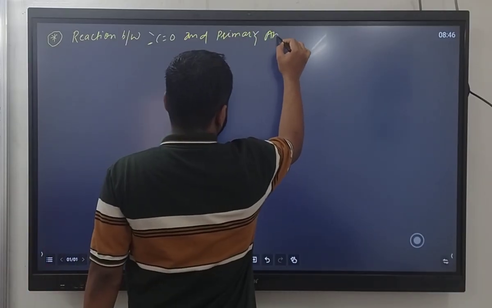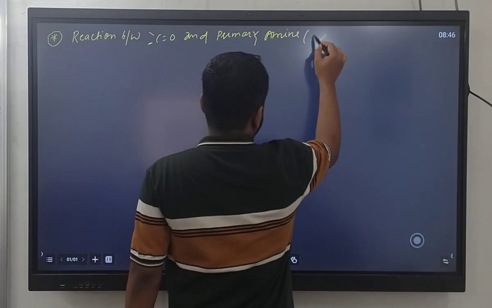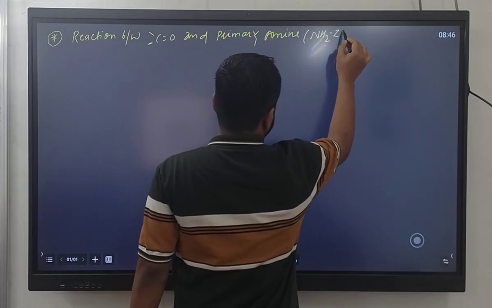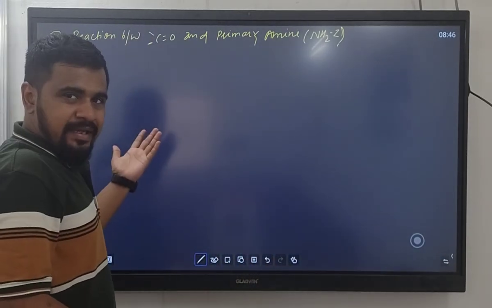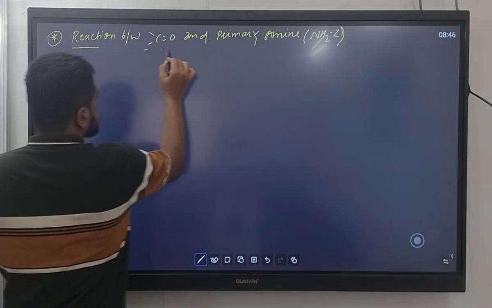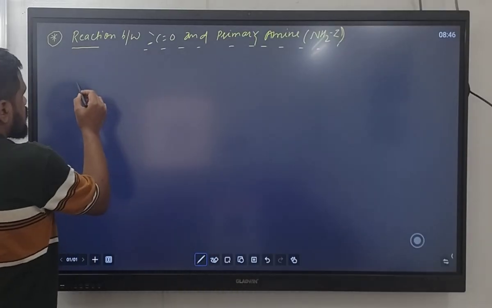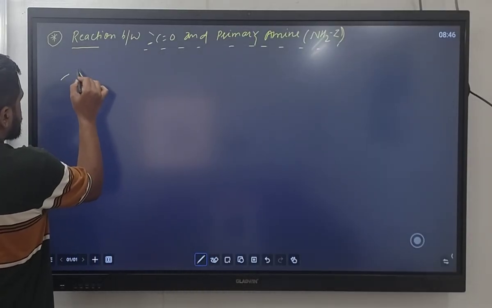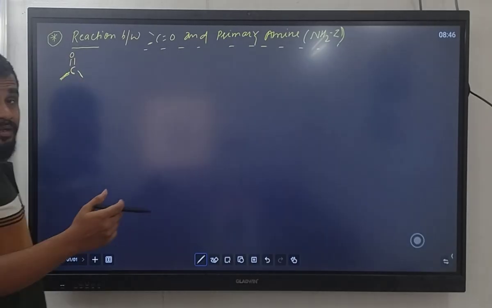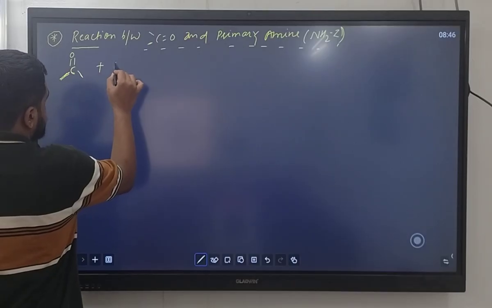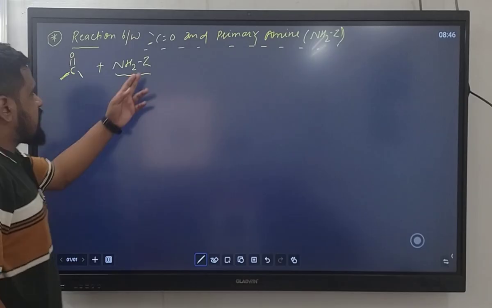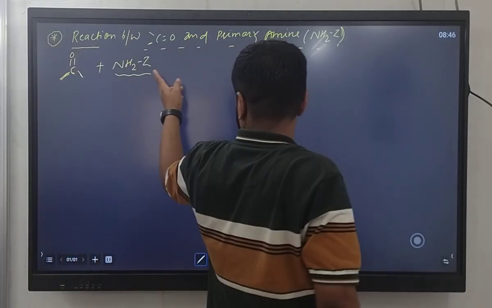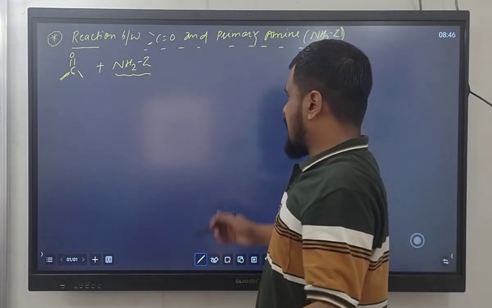and a primary amine, you can say NH2Z. Okay, so let's see the mechanism. This is the carbonyl compound and NH2Z. Here, if Z is equal to CH3, we can show a primary amine.